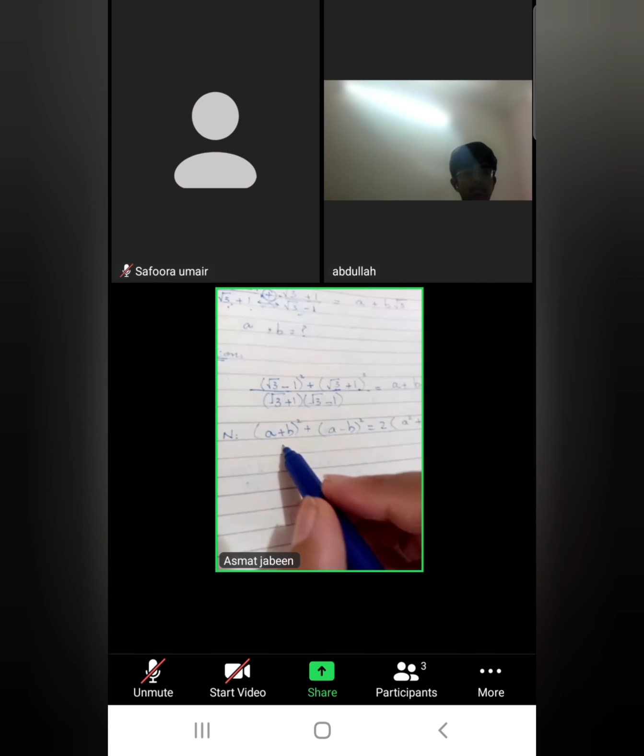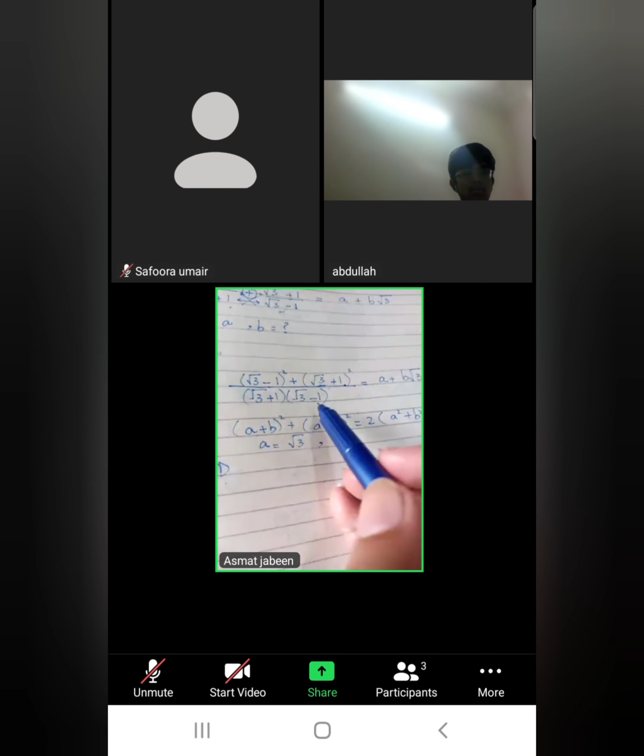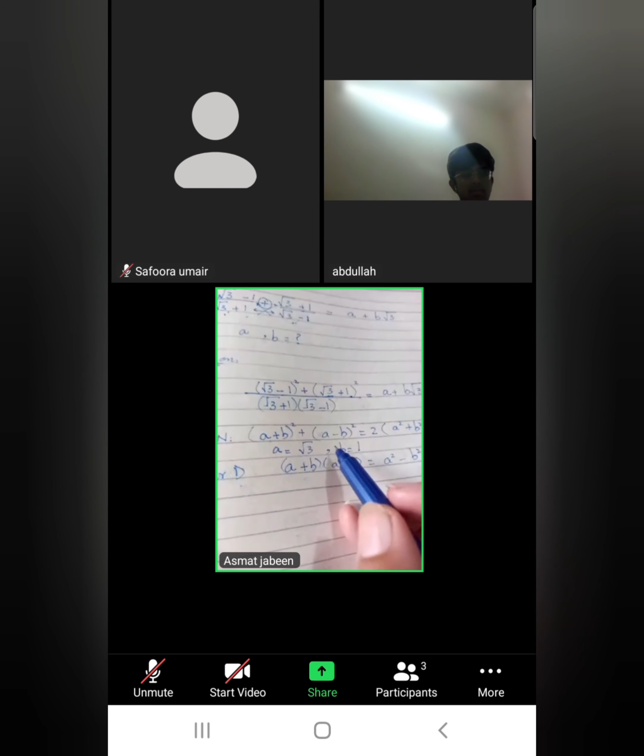Okay? So here a is represented by square root 3 and b is 1. Now for the denominator we can see (a plus b) into (a minus b). This formula will be used: (a plus b) into (a minus b) is equal to a square minus b square. Again, a is square root 3 and b is 1.